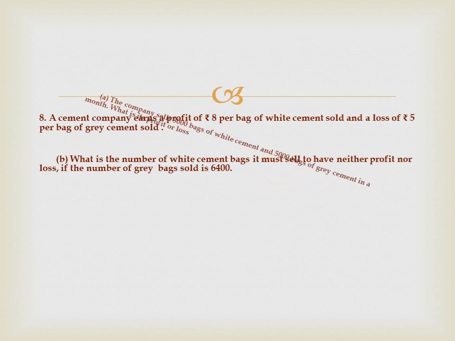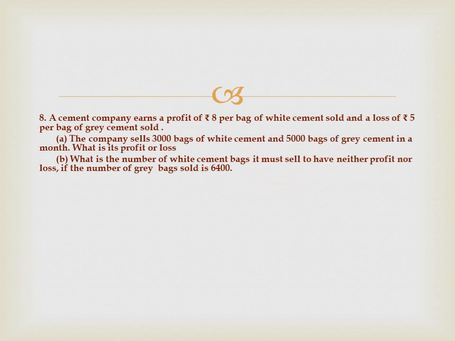First question. Profit on one white cement bag is rupees 8 and loss on one grey cement bag is rupees 5. That's equal to negative 5. Here, by selling a white cement bag, the company earns rupees 8 and by selling a grey cement bag, the company incurs negative 5 rupees.